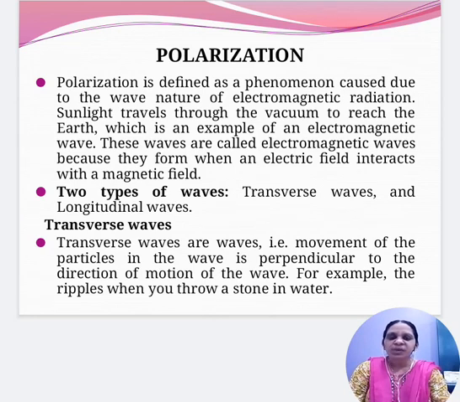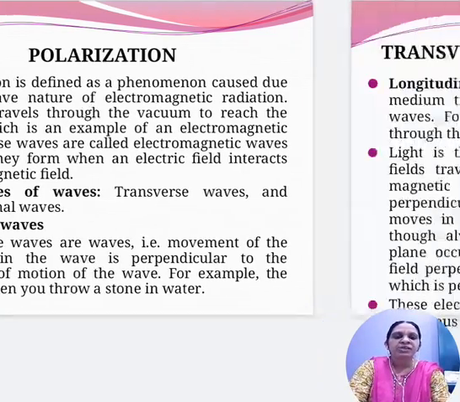What are transverse waves? Transverse waves are waves where the movement of the particles in the wave is perpendicular to the direction of motion of the wave. For example, the ripples when you throw a stone in the water are transverse waves, where the movement of the particles in the wave is perpendicular to the direction of propagation of the wave.